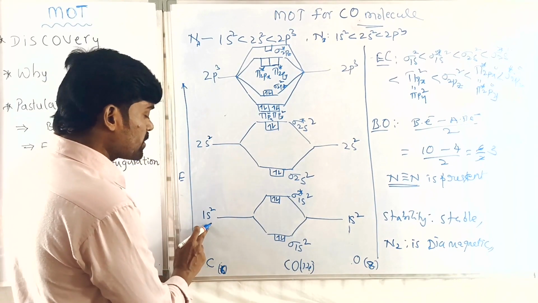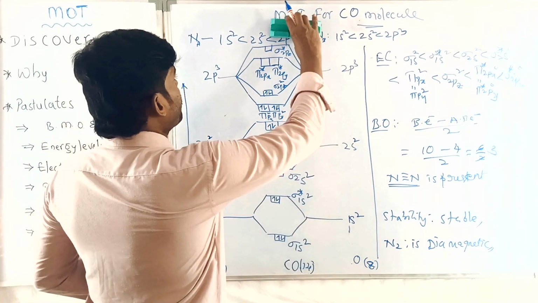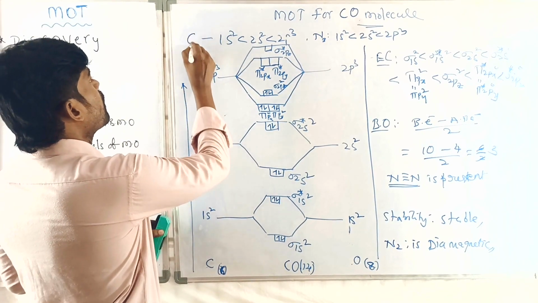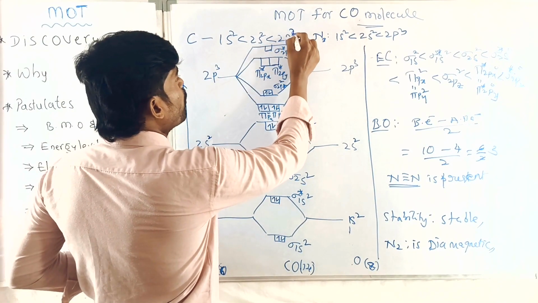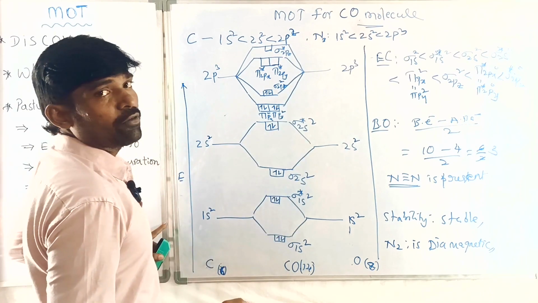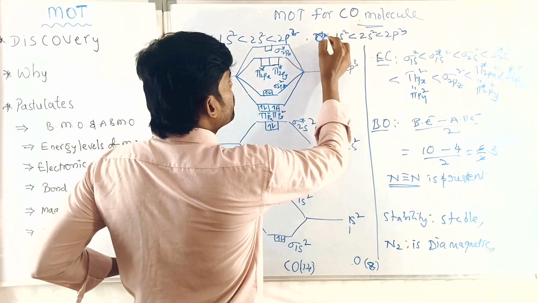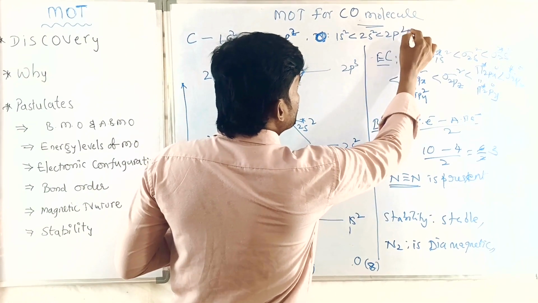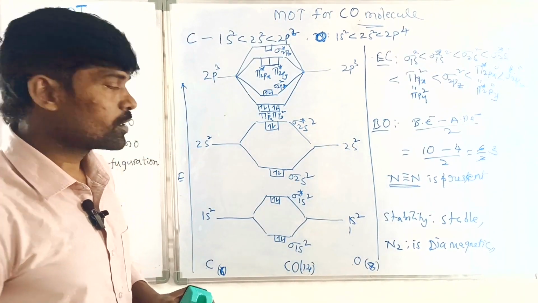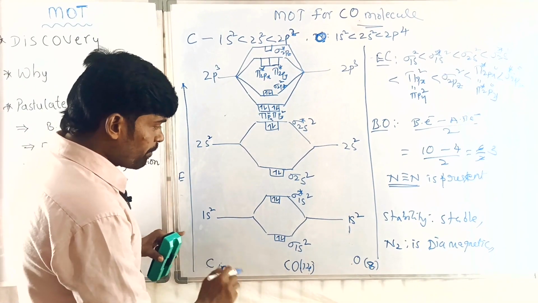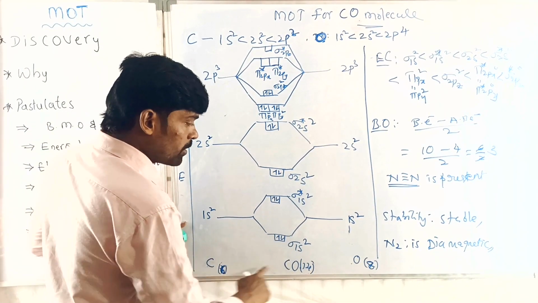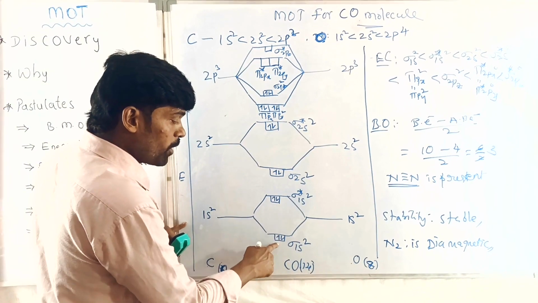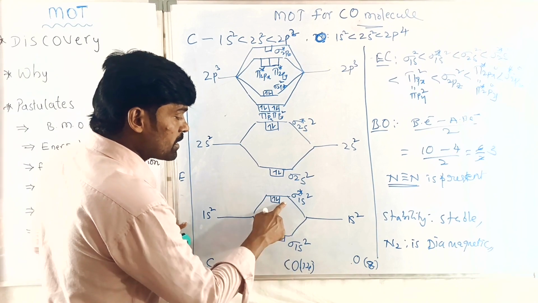Let me write the electronic configuration for carbon atom: 1s2, 2s2, 2p2. Coming to oxygen, 1s2, 2s2, 2p4 is the oxygen electronic configuration. Now, the 1s orbital of carbon and the 1s orbital of oxygen combine with each other, and they produce two molecular orbitals, that is sigma 1s, sigma star 1s.